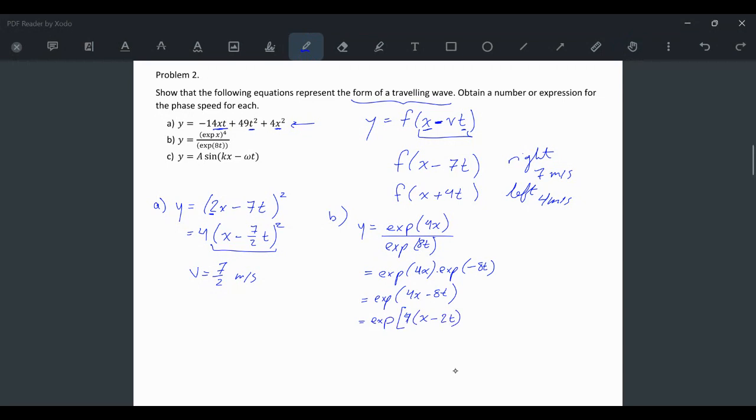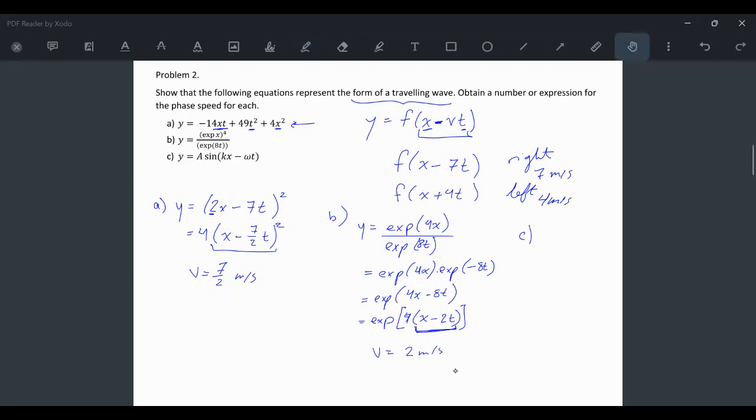So if we factor out the 4, we're left with x minus 2t. There's the form that we're looking for. So this is just a velocity of 2 meters per second, and this is indeed a function that could drive a wave.